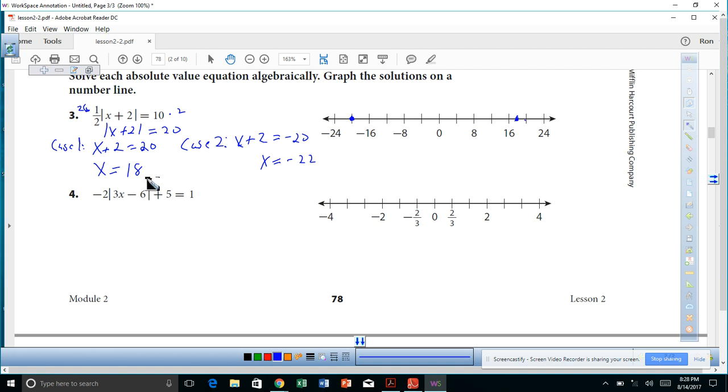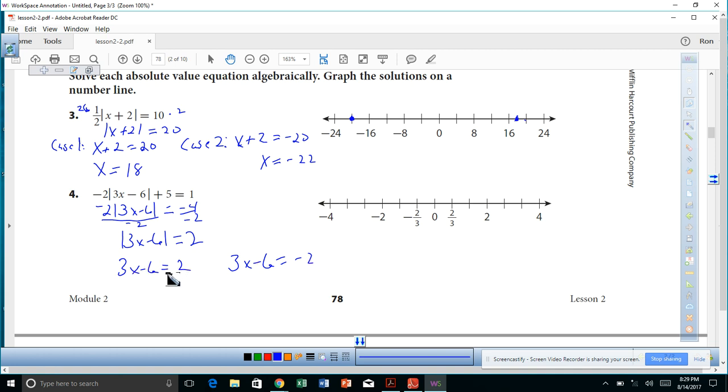What about this one here? Let's see. Subtract 5 from both sides, and you get negative 2 times the absolute value of 3x minus 6 equals negative 4. Divide by negative 2. The absolute value of 3x minus 6 equals 2. So case 1, 3x minus 6 equals 2. Case 2, 3x minus 6 equals negative 2.